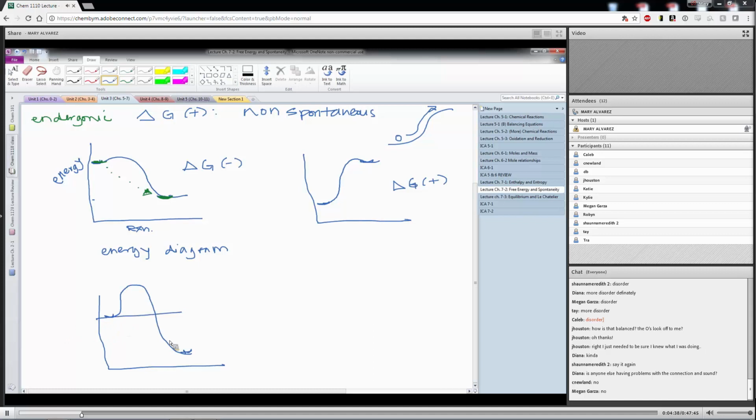The difference between the energy levels is known as your change in energy, which we were just talking about. But the difference between where I start and how high I have to go to get over that hump, that difference is known as the energy of activation. The amount of energy it takes to get that ball rolling in the first place, okay?